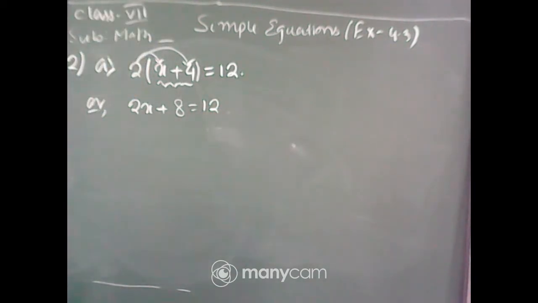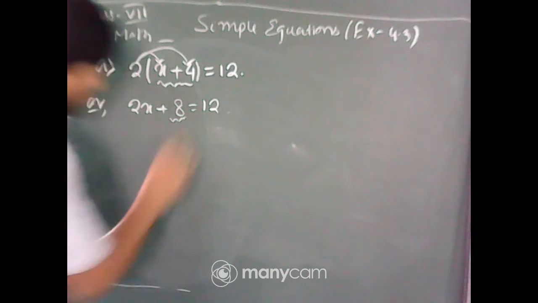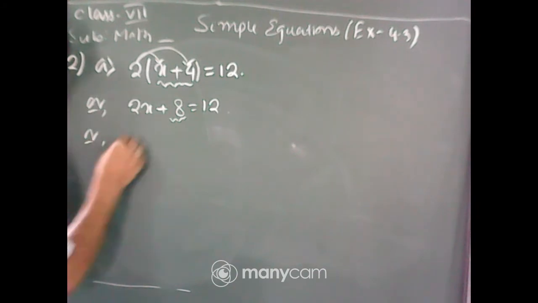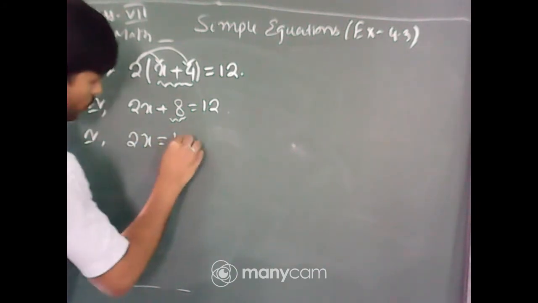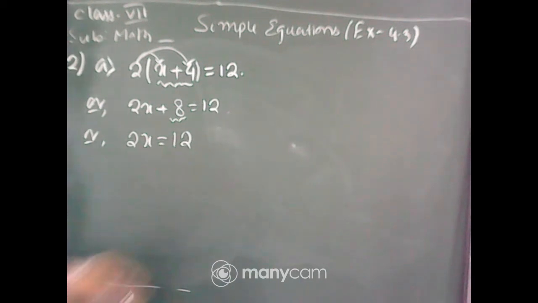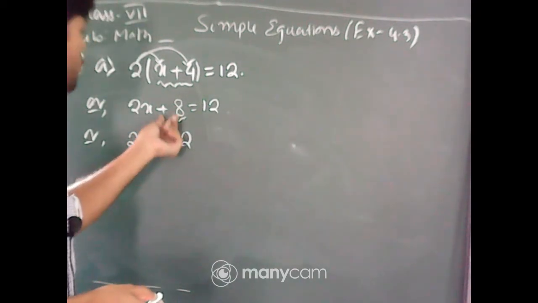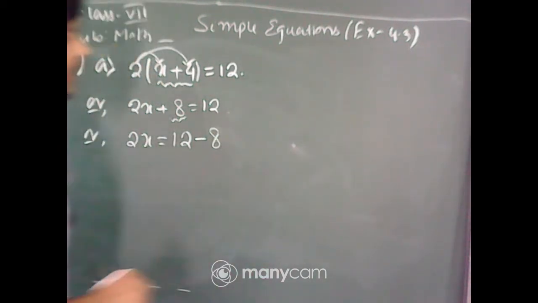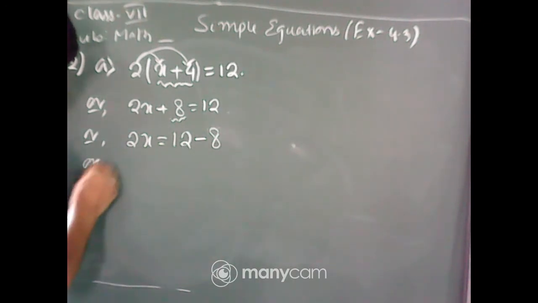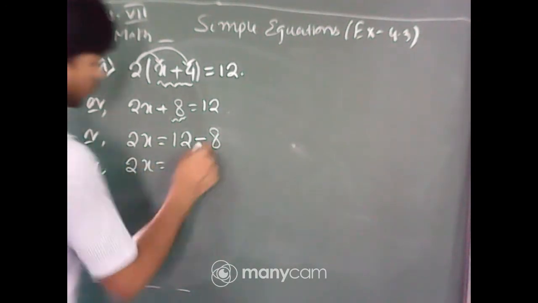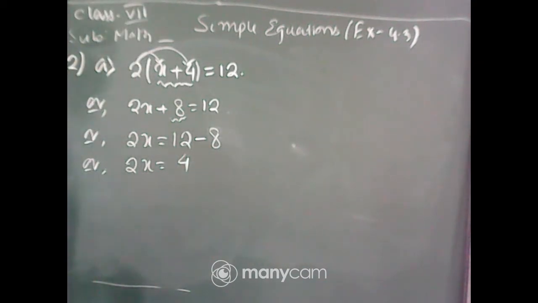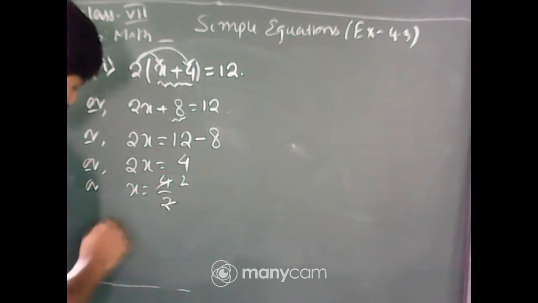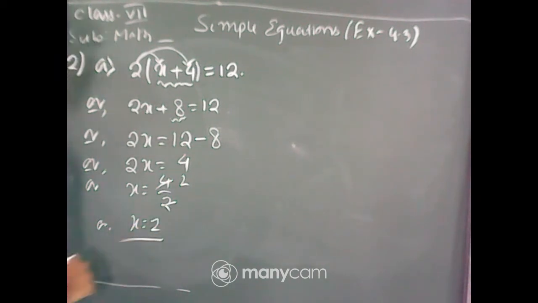Now next step, we'll shift this 8 from left hand side to right hand side. That means 2x will be equal to 12, and look at the sign of 8, it was positive on the left hand side. So when we move it from left hand side to right hand side, its sign will be changed into negative, minus. So 2x is equal to 12 minus 8, means 4. So x is equal to 4 by 2. 2 2s are 4. That means x is equal to 2. So x equal to 2 is the answer.